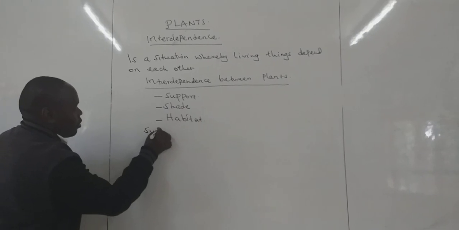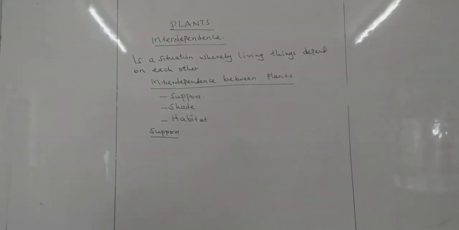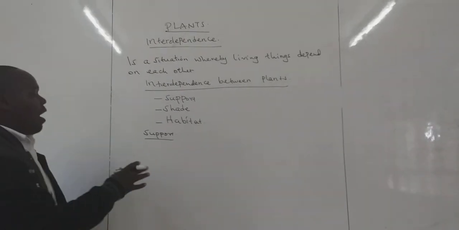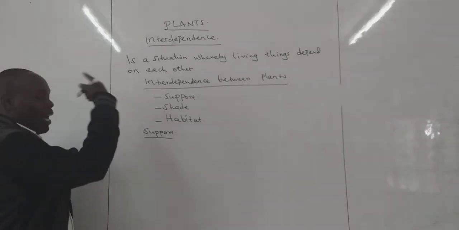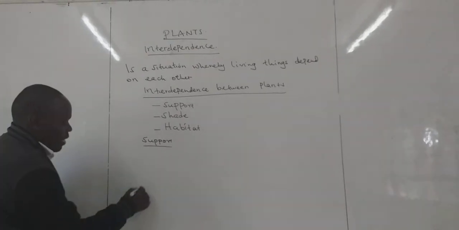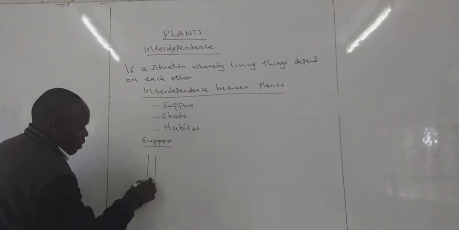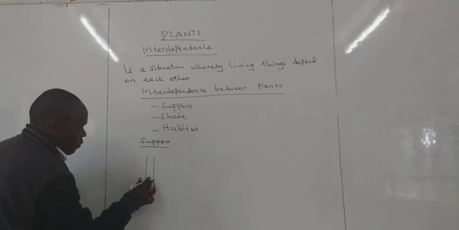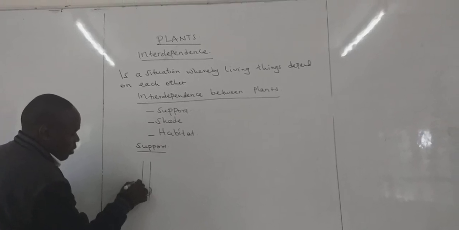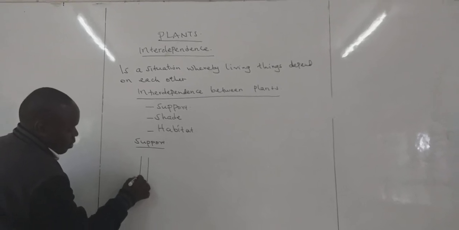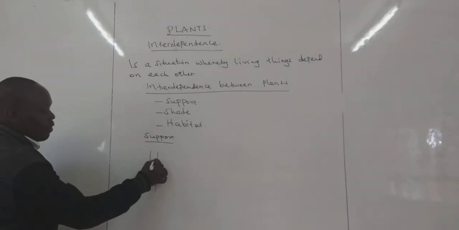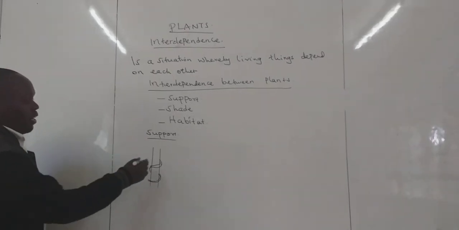For example, when we talk of support, we talk about some plants having very weak stems. Some plants do have very weak stems, and these plants depend on other plants for support. Let me give you just an example of this plant. At some point you'll find a plant, this is one of the strong plants, and this is the plant that the other plant depends on for support.